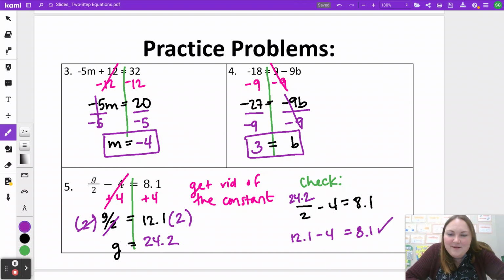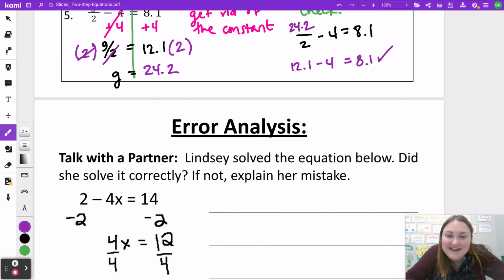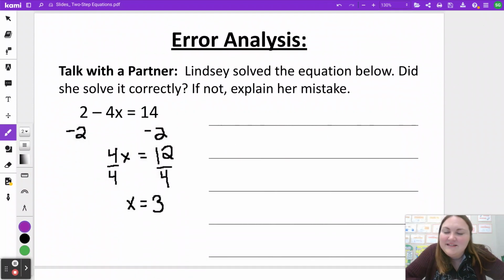For a lot of these problems, we're just solving them in these examples, but on the homework, there's always a variety of questions. So one of the questions you might see is an error analysis problem. So I wanted to give us a chance to try this as well before you start the homework. It says talk with a partner, but I'll have to be your partner.